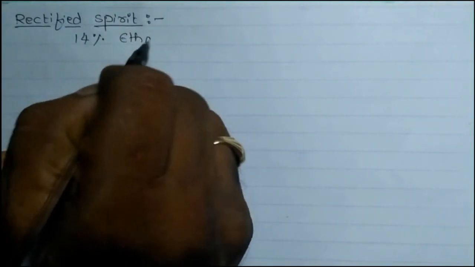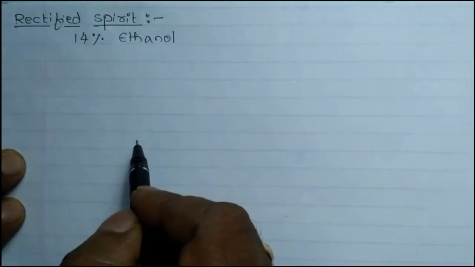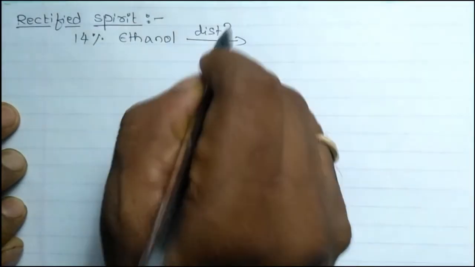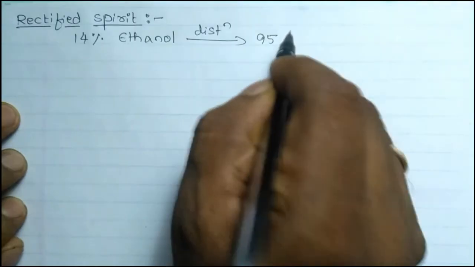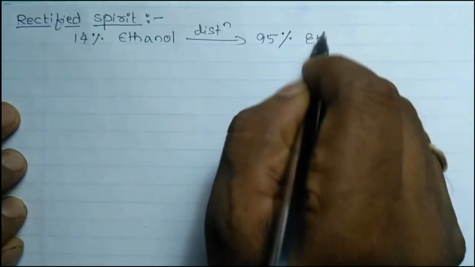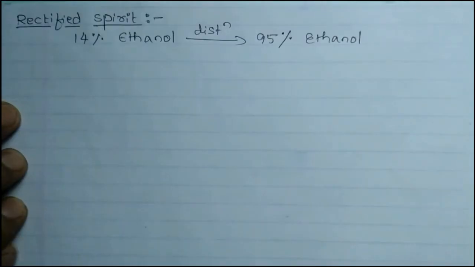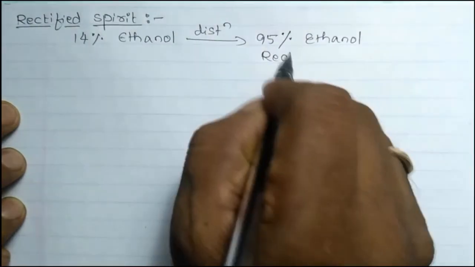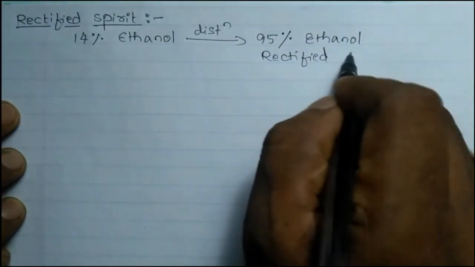Now let us see about rectified spirit. Alcohol obtained by the fermentation contains 14% ethanol. It is subjected to distillation, and you are going to get 95% ethanol, or ethyl alcohol. That is known as rectified spirit.